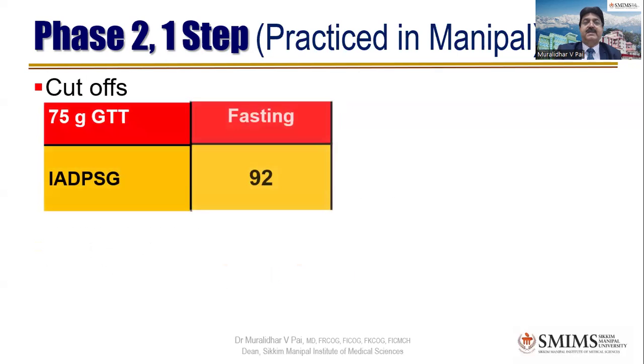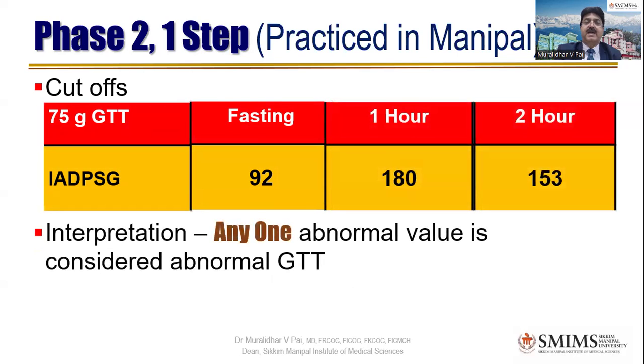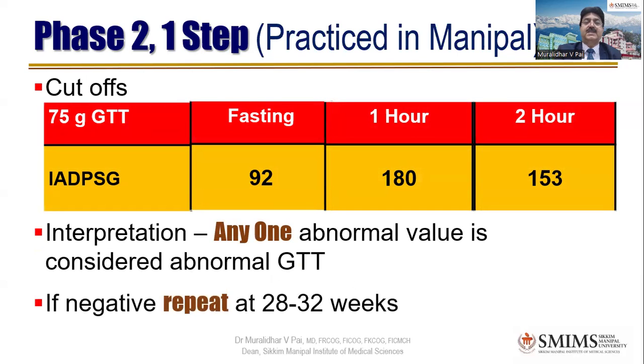Cutoffs, as I said already, 92 is fasting, 180 is 1 hour, and 153 is 2 hour. Interpretation is any one abnormal value is considered as GTT. If negative, repeat at 28 to 32 weeks. Why? Because as the pregnancy advances, insulin resistance increases.